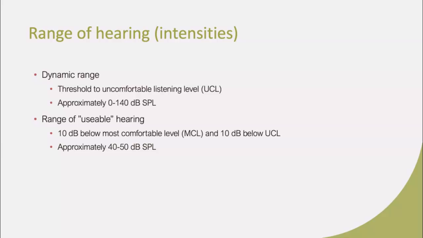Okay, so let's finish up the discussion on the dynamic range of hearing, which is essentially from your threshold to your uncomfortable level, so the widest range that we can hear. They talk about the range of usable hearing, which is 10 dB below your most comfortable level and about 10 dB below your uncomfortable level. So this is about 40 to 50 dB in range. Basically, it's the usable part where speech falls and that sort of thing. Don't worry too much about that. That's not a really important concept.